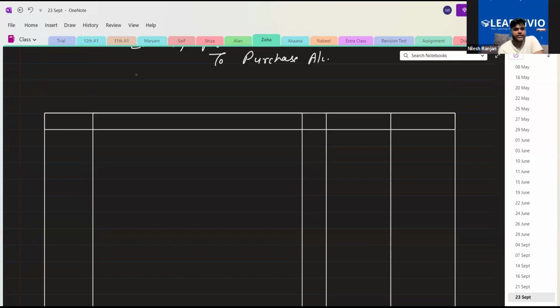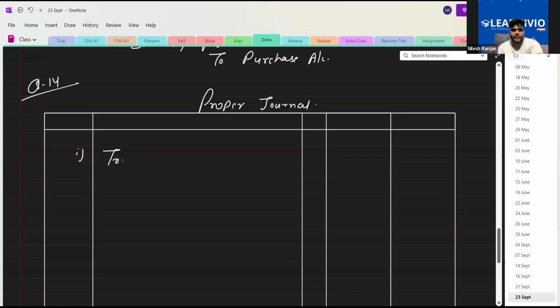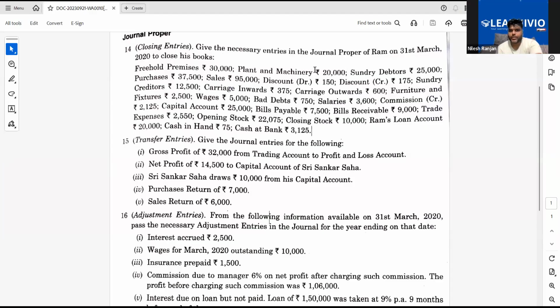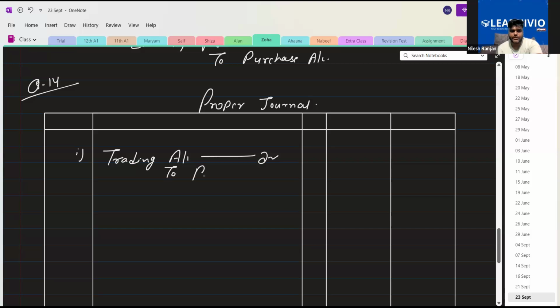Okay, actually, we can write the combined entries. Question number 14. Proper journal. The first entry is trading account. So I'm writing trading account debit. Not plant and machinery, not sundry debtors. Purchase. Purchase will go to trading account. So, to purchase.